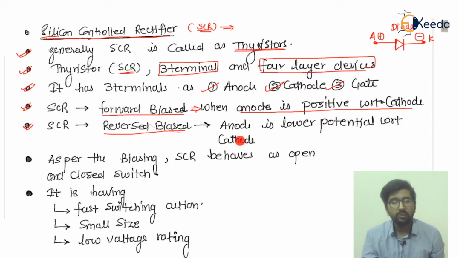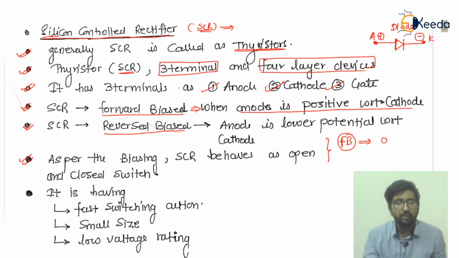As per the biasing scheme, there are two, the forward bias and the reverse bias. If we talk about the forward bias, then SCR behaves as an open circuit. So I can mention here, in the forward bias scheme, SCR will behave as an open switch. But when we talk about the reverse bias, then it will behave as a... sorry, I have written the wrong one here.